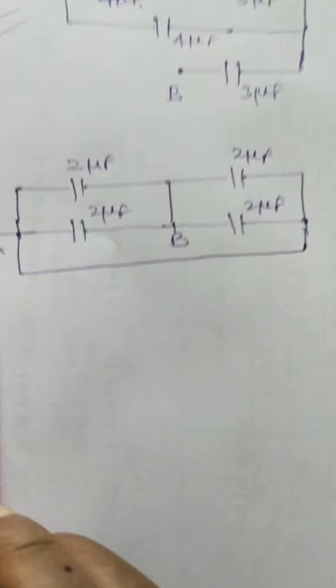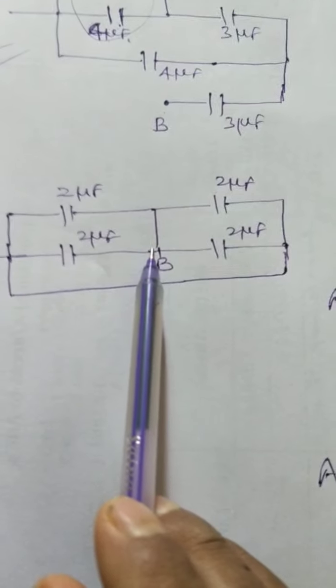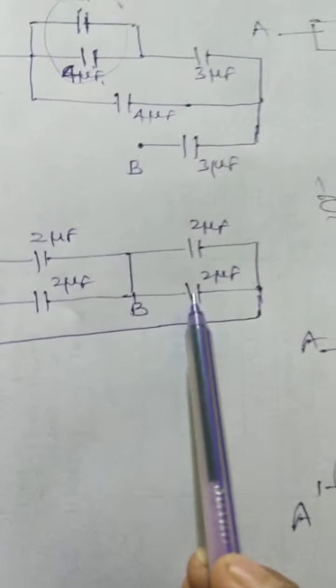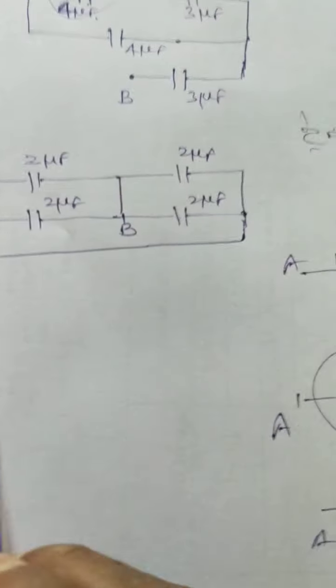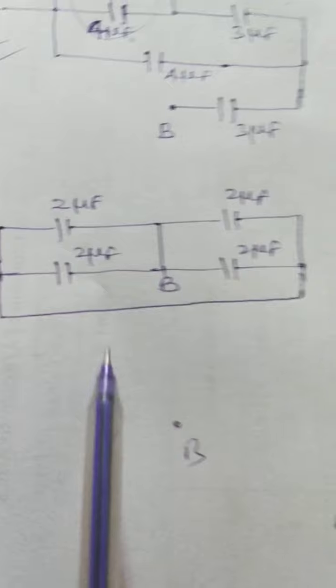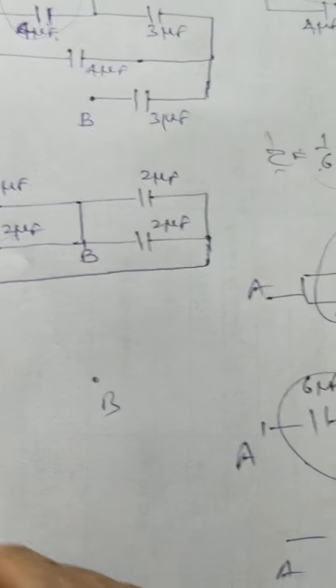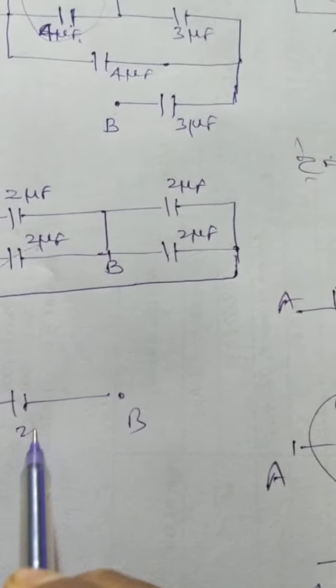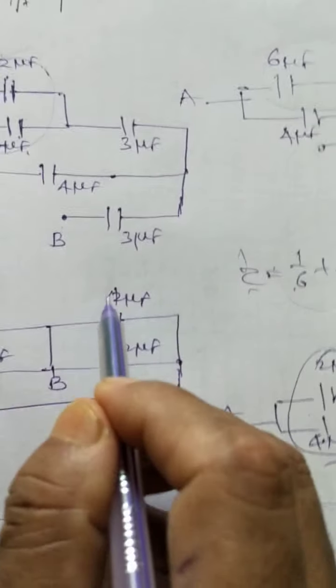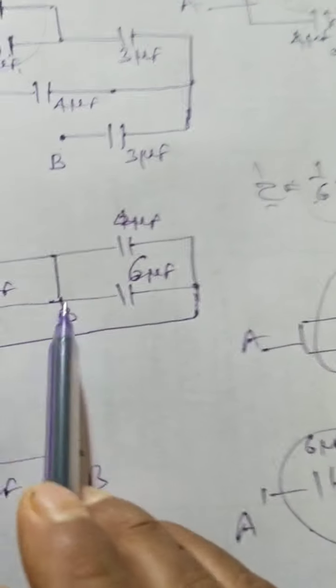Clear? Second question. Now in the second question, point A is given, point B is given, and the capacitors are 2, 2, 2, 2. Now if I slightly change the figure, this is first point A and this is the second point B. The first capacitor, 2 microfarad, is connected between A and B, right? Let us suppose I am changing the digits to 2, 3, 4 and 6 microfarad. The first 2 microfarad is connected between A and B.